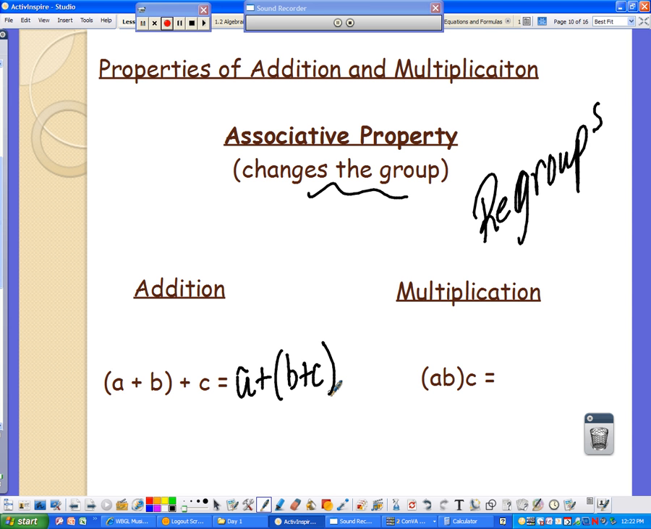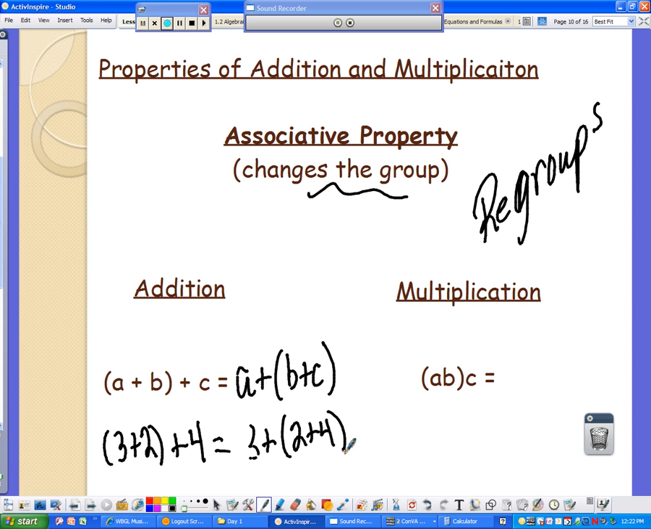So if we apply numbers to it, we'll use the same numbers, including 4. 3 plus 2 plus 4. So remember, 3 plus 2 is 5. 5 plus 4 then would give us 9. So if we just regroup those, so we grouped 2 plus 4 first. Remember, 2 plus 4 would give us 6. 6 plus 3 then would give us 9. So 9 does equal 9.